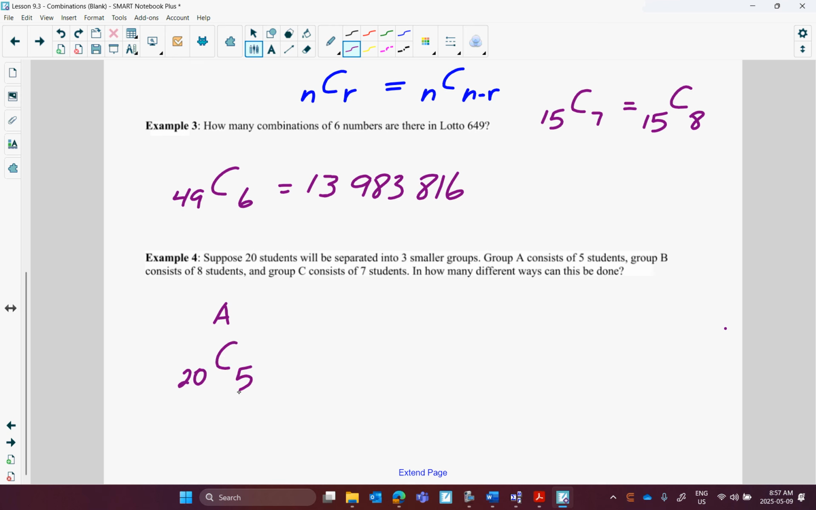That will get you the number of combinations for A. The number of combinations for B. How many? Now be careful with this one. How many students do you have to choose from now? 15. Because 5 have gone to A. And how many are we choosing for B? 8. And C, there's 7 left, right?